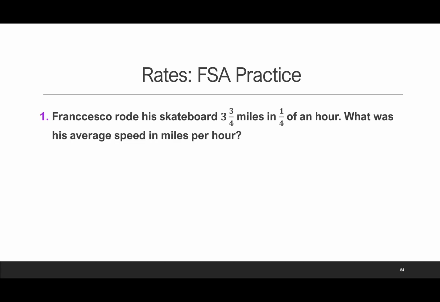The first question, Francesco rode his skateboard 3 3/4 miles in 1/4 of an hour. What was the average speed in miles per hour? You're taking miles, you're dividing it by hours. 3 3/4 divided by 1/4. Yes, you can go ahead and do this in the calculator. It only takes 5 seconds. The only thing you need to know is to set it up correctly. Miles divided by hours. I'm going to do it without a calculator because, hey, why not?